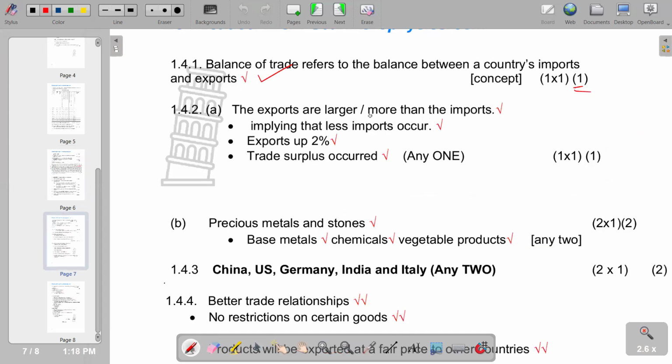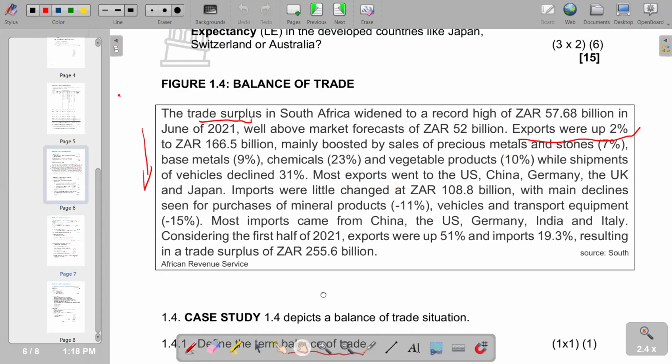So we're saying exports are larger than imports, implying less imports. And then also exports up 2% is another piece of evidence that we have. We also have a trade surplus, which we have in the first sentence. But of course, our question only requires 1 point, so we can take note of that. So we go to the next question.